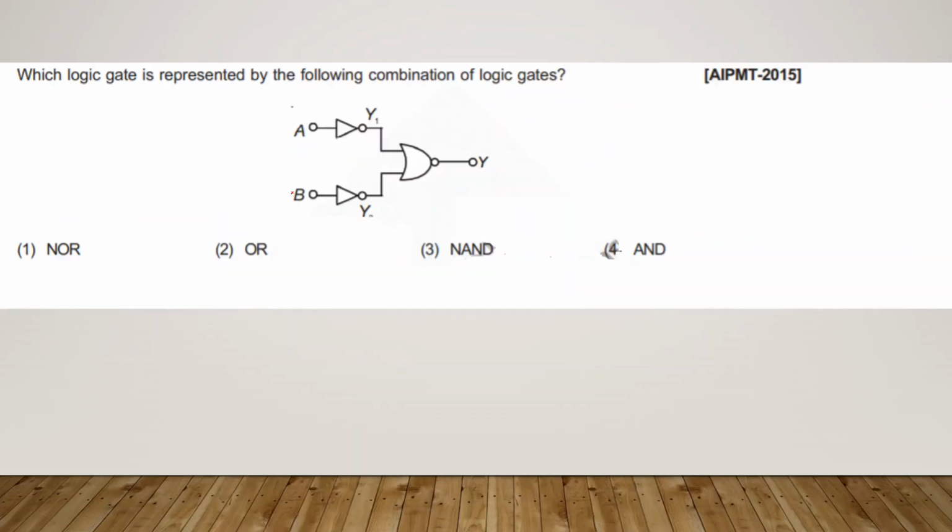Okay, this is an All India Pre-Medical Test 2015 question. What has he given? Which logic gate is represented by the following combination of logic gates? He has given three logic gates, 1, 2 and 3. Now he is asking, whatever answer we finally get, it represents which logic gate. See here, this one is which logic gate? A triangle with a bubble? NOT. Here also a triangle with a bubble? NOT. A leaf-like structure with a bubble, this gate represents which gate?